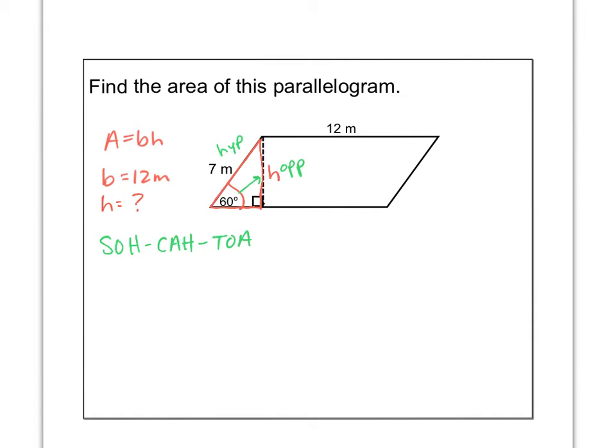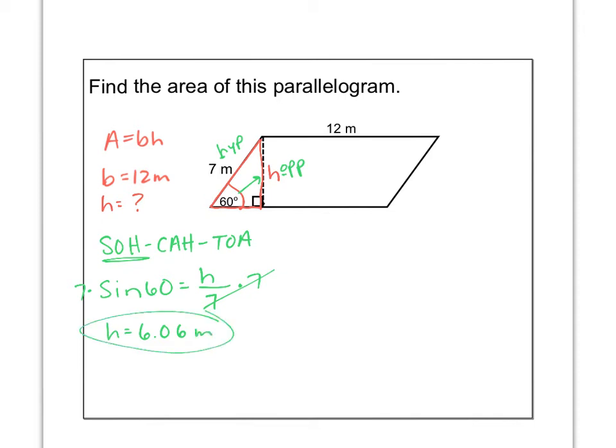And I need to choose the one with the O and the H, so I'm going to choose SO. So sine of 60 is opposite over hypotenuse. So H over 7, H for height. All right, multiply both sides by 7. And then type it in your calculator, 7 sine 60. And I get the height is 6.06 meters.